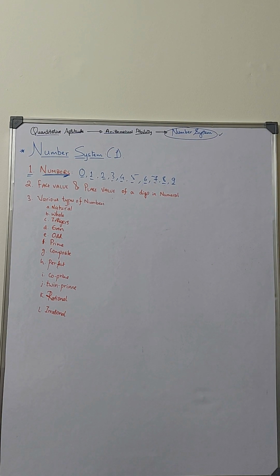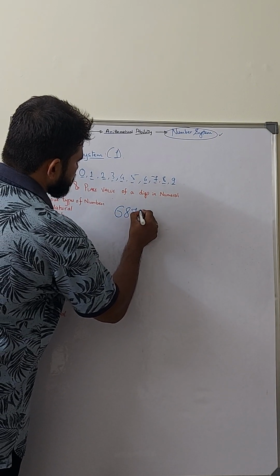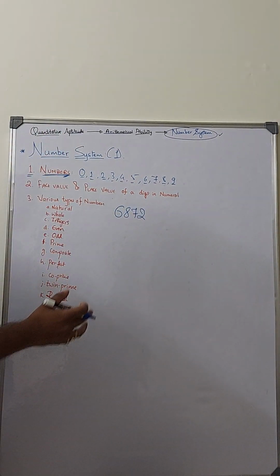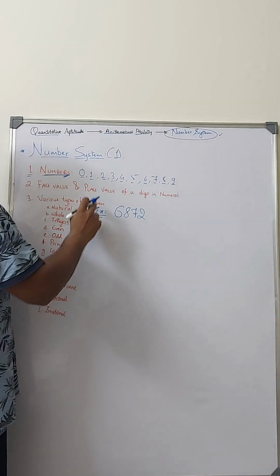After this, we'll be moving towards the next topic. And so just now we saw face value and place value. So what is face value and what is place value? For example, we will study a number called 6,872. So take it as an example. We will be taking many examples in between. Face value and place value.